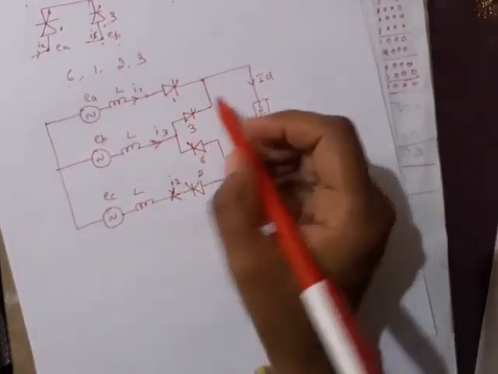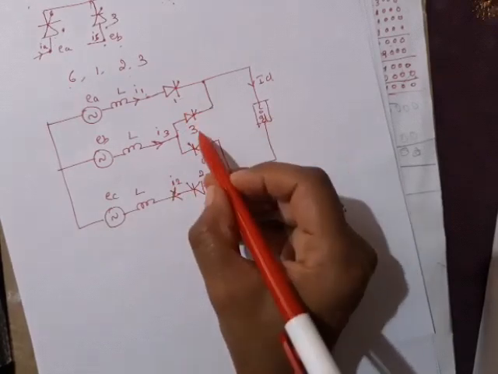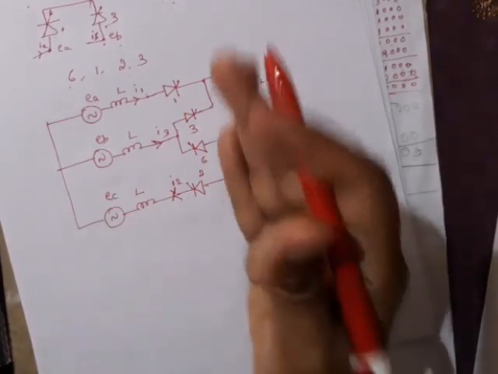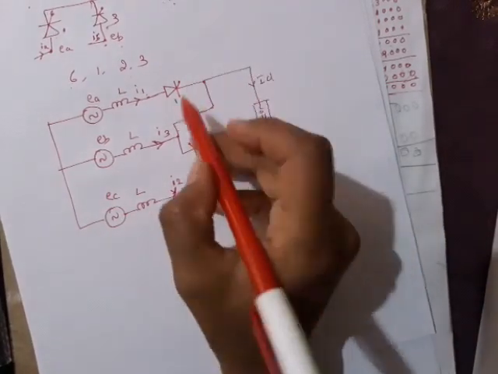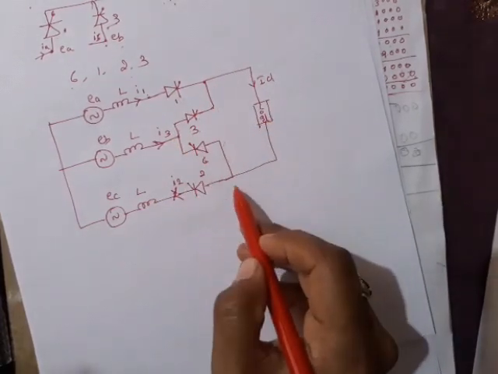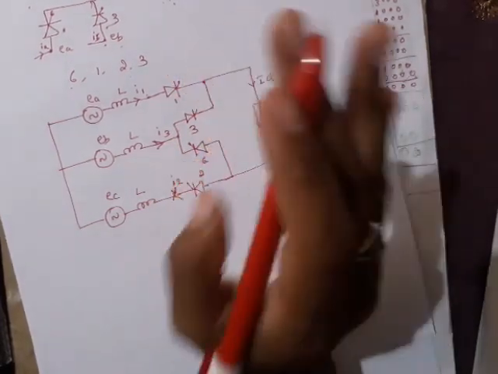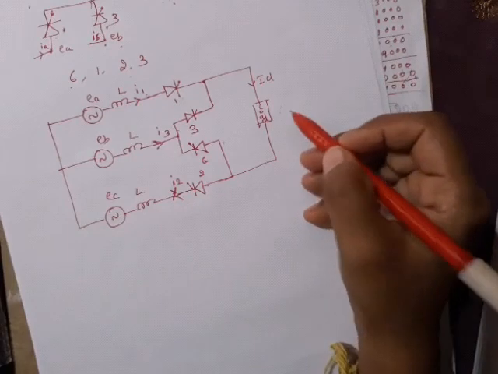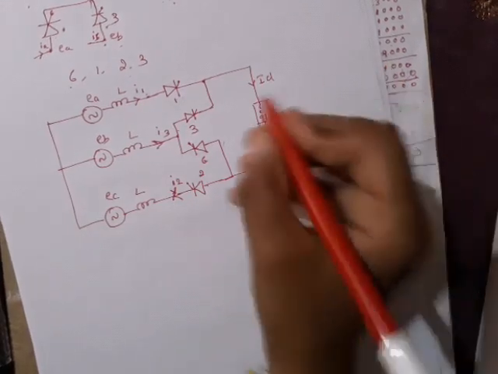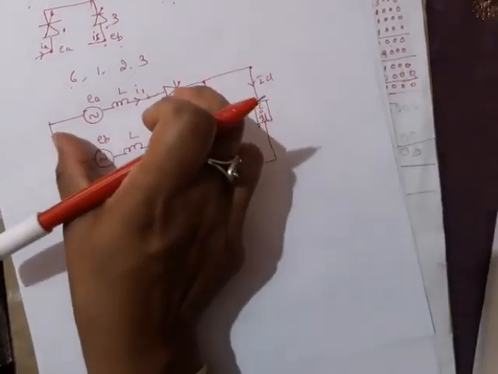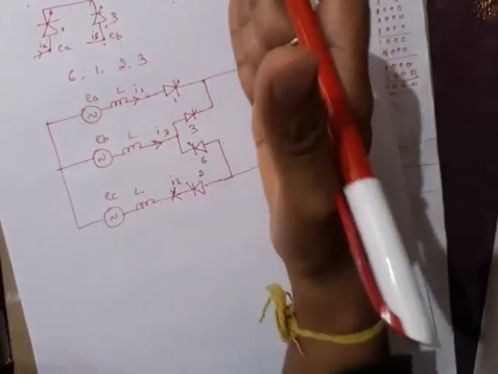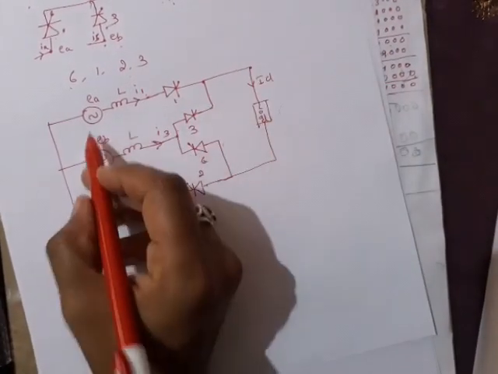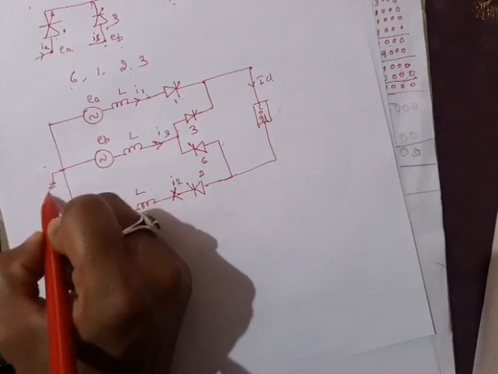So now if you look at this, 1 is conducting, 3 is conducting, 6 is conducting, 2 is conducting. Isn't it a dead short circuit? So the circuit we can replace like this. Across the load, it is a dead short circuit. So what is the voltage? Voltage is 0. See, all these terminals are shorted. But here we have the supply with respect to ground.